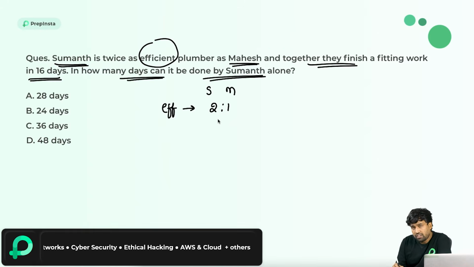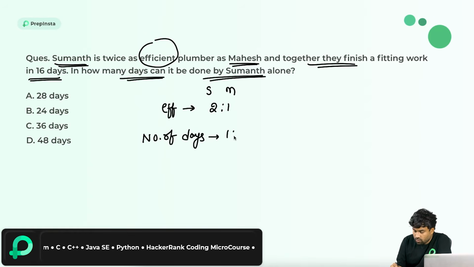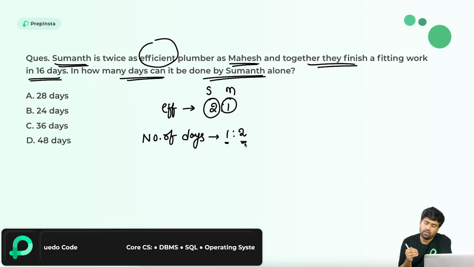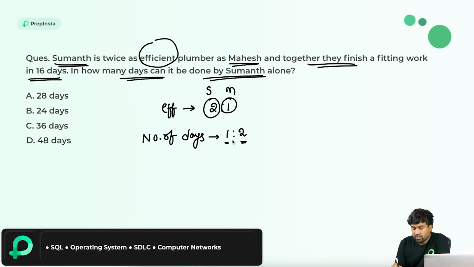Remember, if efficiency is 2:1, the reciprocal will always give you the number of working days. So the number of days ratio is 1:2. If efficiency is more, you need fewer days. If efficiency is less, you need more days. That's why we take the reciprocal. So the number of days is 1:2. If Sumant takes 1 day, Mahesh will take 2 days to complete the same task.